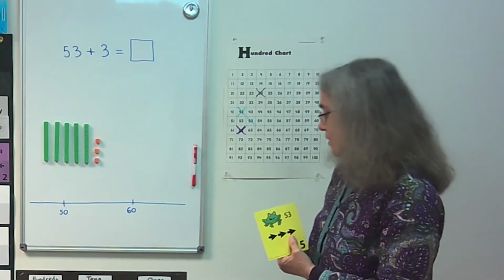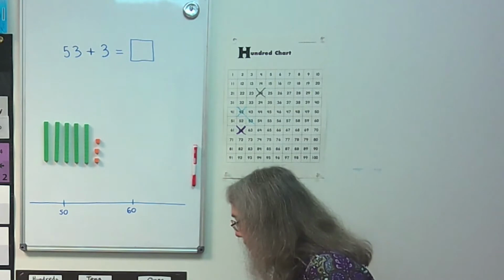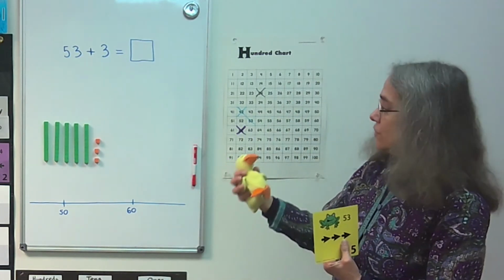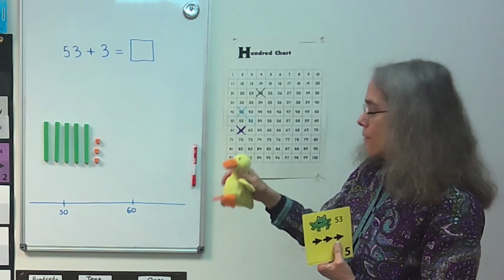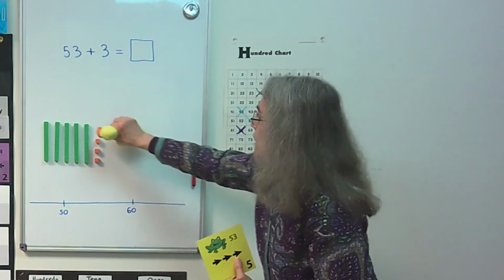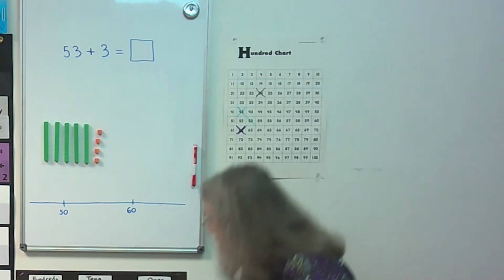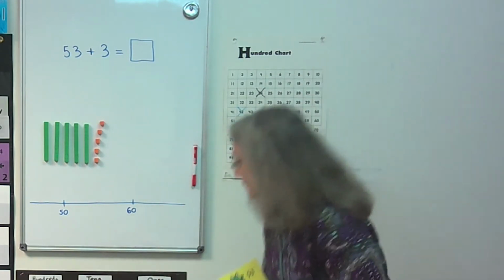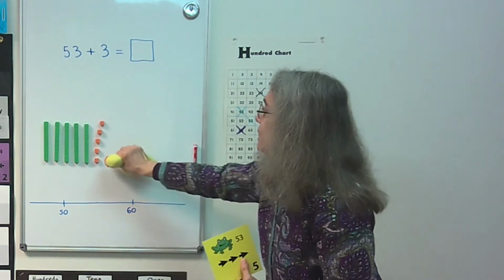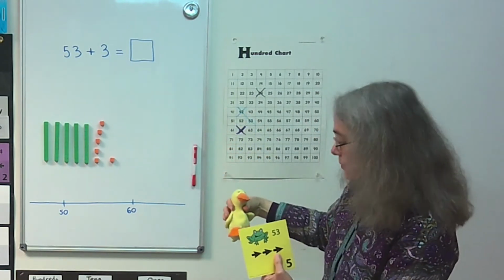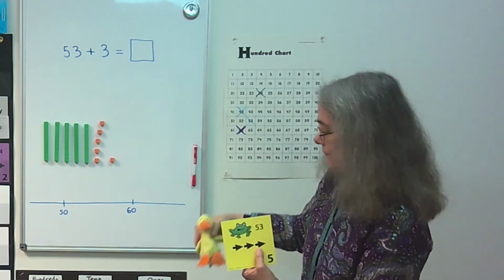How do we do that with base 10 blocks? I want to do that. Can I? Oh, sure, Quackers. You can add the three. All right, quack, quack. Let's see. We were at 53. 54. Quack, quack. 55. Quack, quack. 56. It's 56. Yep. Very good job, Quackers. Thank you for helping.